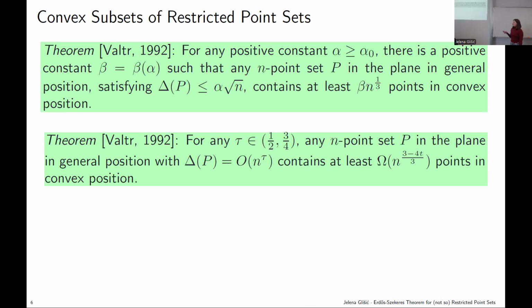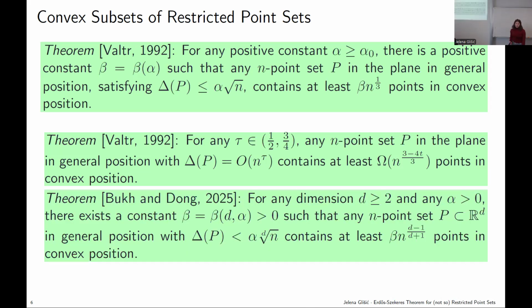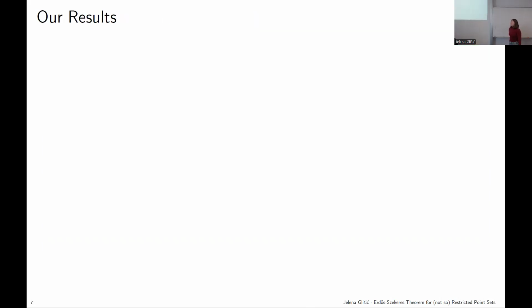And another way to generalize this is to go into higher dimensions. Recently, Bukh and Dong showed that if I have a dense point set, and now dense means that the diameter is the dth root of n, where d is the dimension I'm working in, then again I have a polynomially-sized subset in convex position. So these are the two ways you can generalize Pavel's result. You can generalize it to any diameter and also to any dimension. So that is what we want to do. And that is exactly what we managed to do.